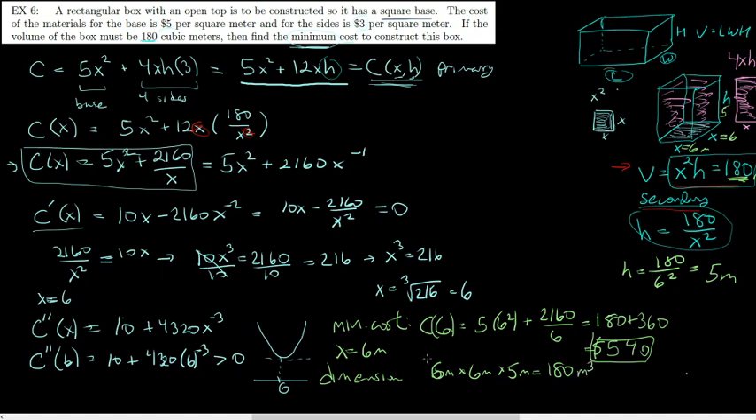They didn't ask us that in this problem, but be careful, because in other problems, they might not want the actual cost. They might say, find the dimensions of the box which minimize the cost. So if that were the case, then they'd ask us for the dimensions, 6 meters by 6 meters by 5 meters. So length, width, and height.